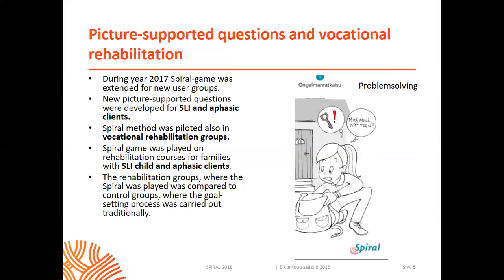This is an example of the picture-supported question card, problem solving. That girl thinks, what should I do now? The rehabilitation groups where Spiral was played were compared to control groups where the goal setting process was carried out traditionally.